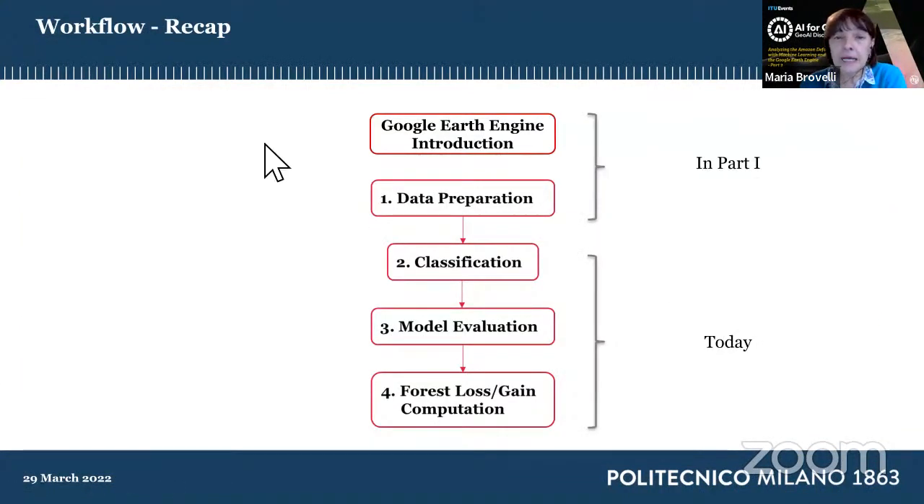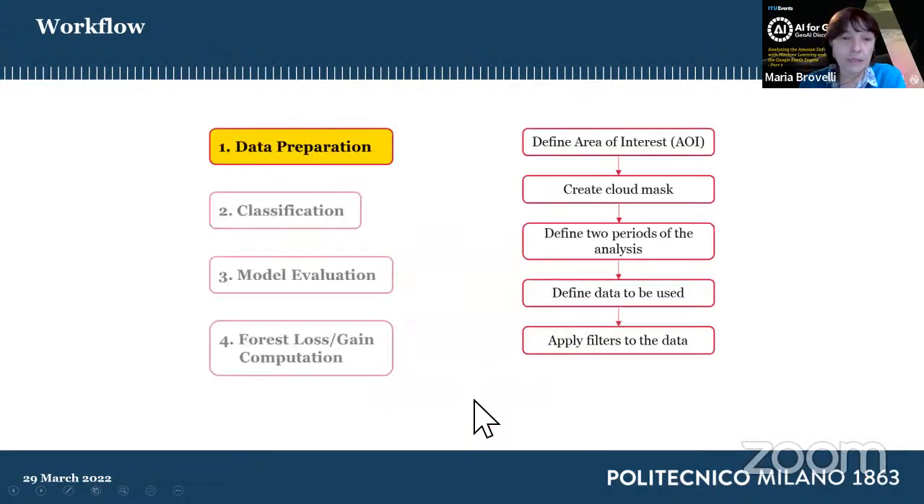Specifically, last time we dealt with an introduction to Google Earth Engine, showing what we have to do, the main procedures, the main variables, the main functionalities. We started preparing the data, and today we will see the classification of our imagery, the evaluation of the model we are creating, and then we will compute the forest loss and forest gain.